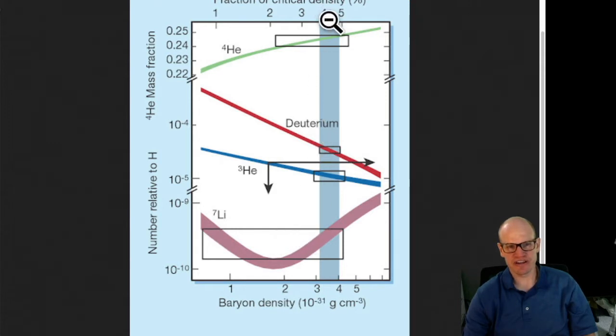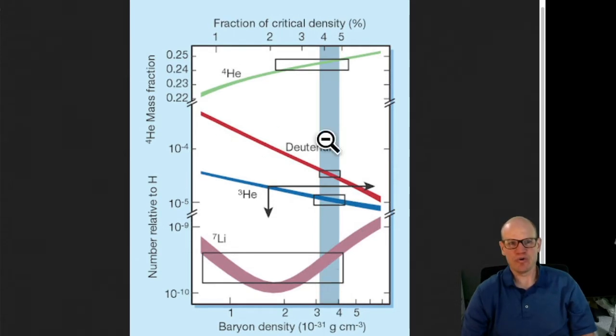And so then you draw a line through all of these different places where the measurement crosses the prediction, and that tells you that the baryon density, in 10 to the minus 31 grams per cubic centimeter, is down here, or as a fraction of the total energy density of the universe, since it turns out that the total energy density of the universe is equal to the critical density, you get just over 4%. So that is Big Bang nucleosynthesis.